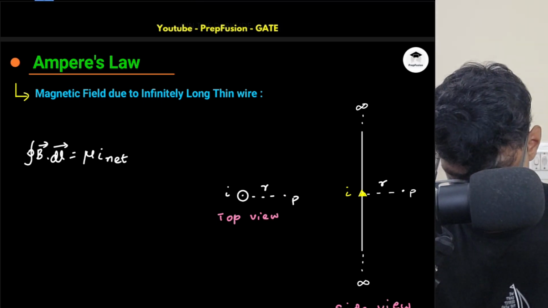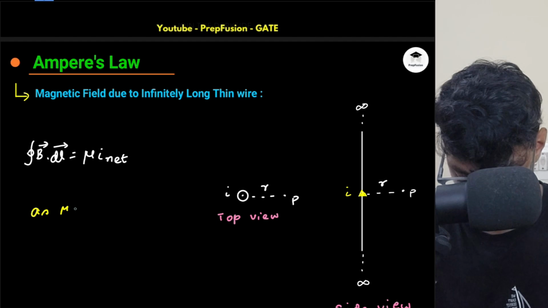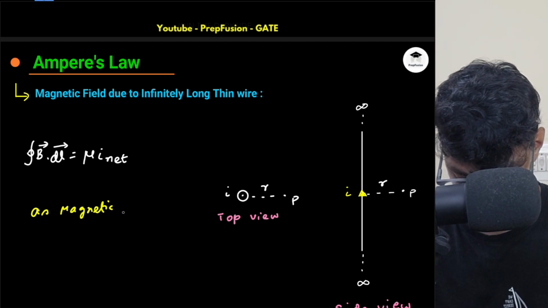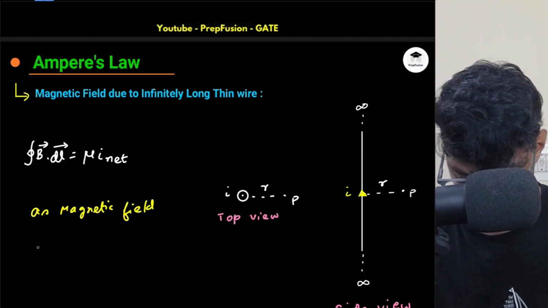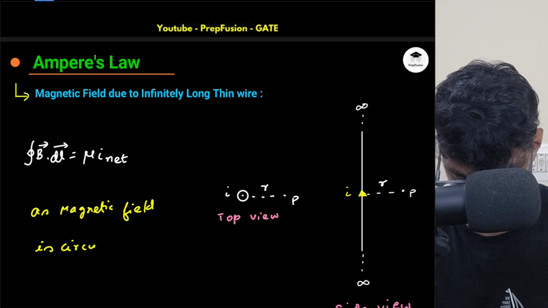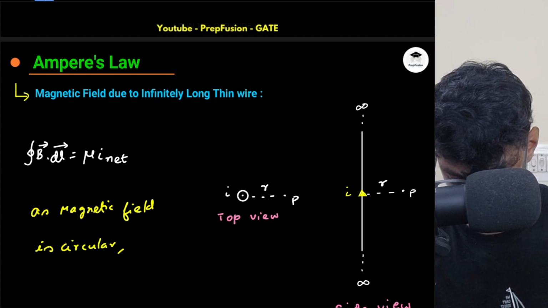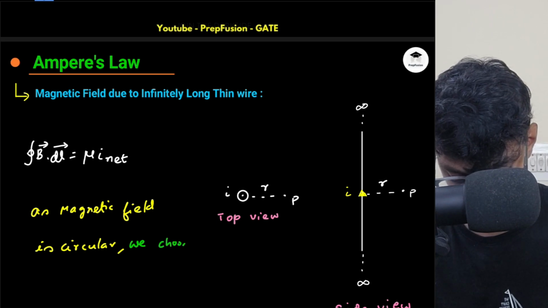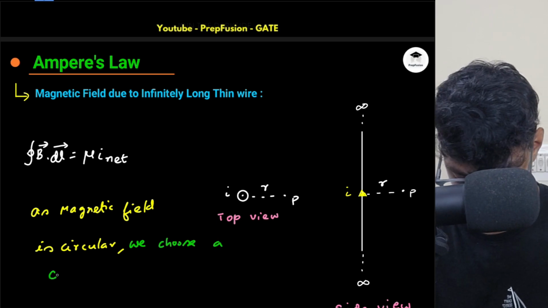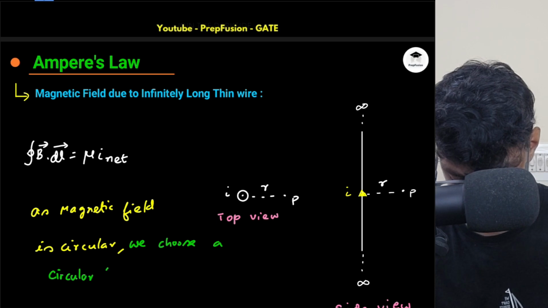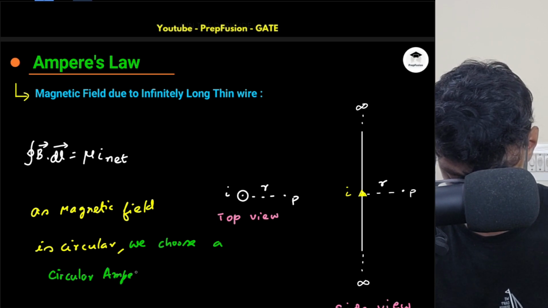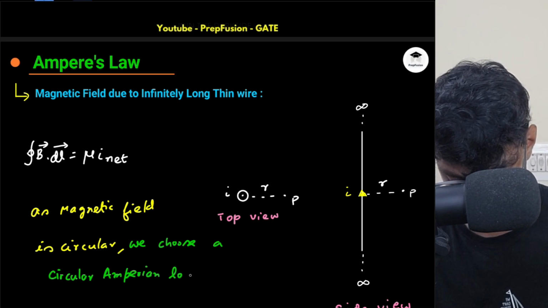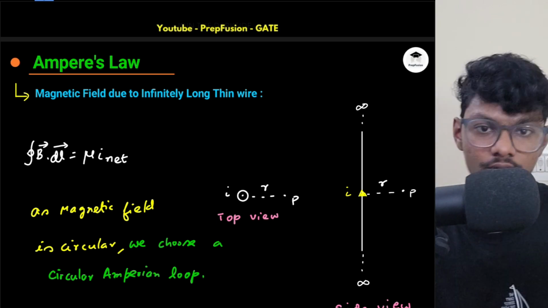So as magnetic field is circular, we choose a circular Amperian loop. Okay, we choose a circular Amperian loop.